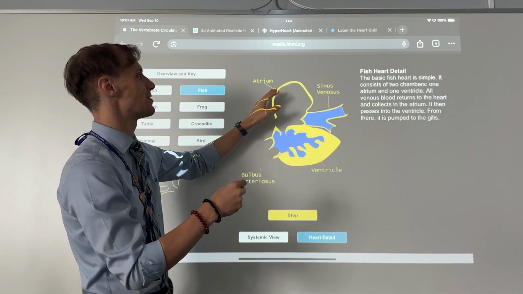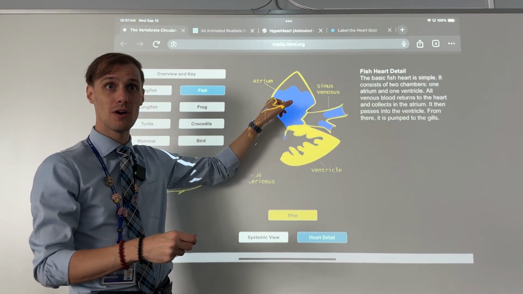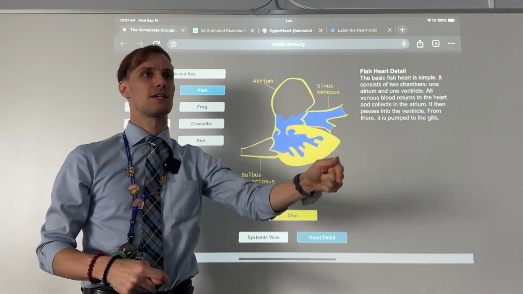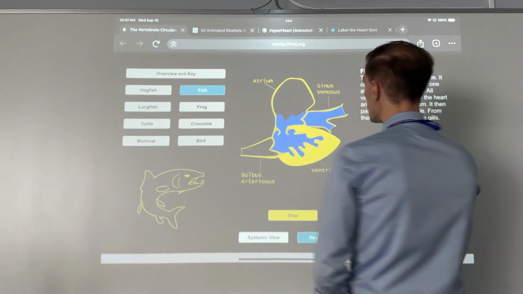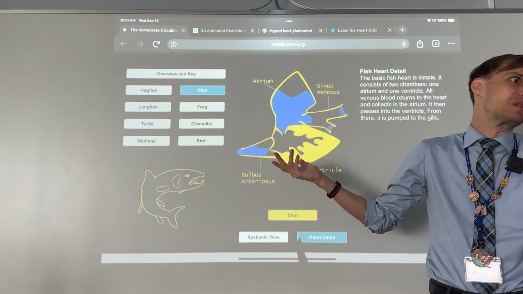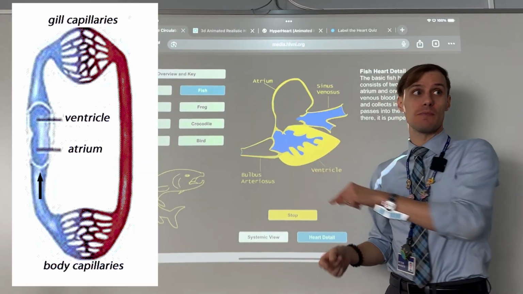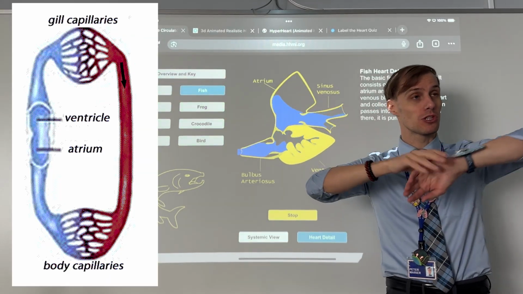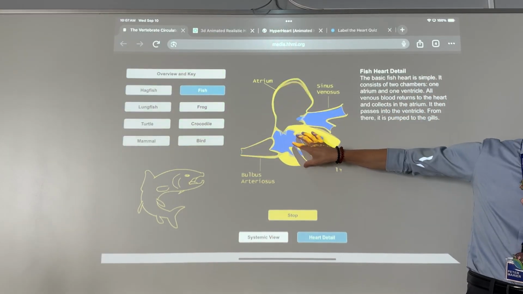What do you notice about the difference in tissue between the atrium and ventricle if this represents muscle tissue? And give me a reason for that difference. The atrium only has to pump blood really from here to here, so it's not that difficult to do, but the ventricle has to push blood not just to the gills, but to the rest of the whole body. So this has to be a much stronger push.